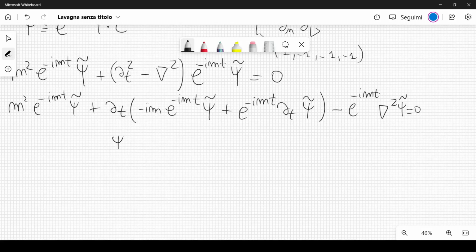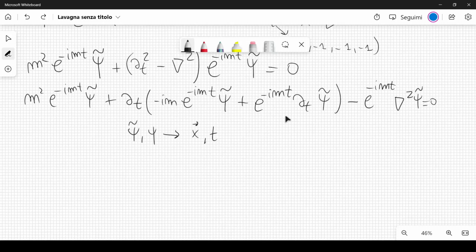Now, of course, psi tilde and psi are both functions of x and t, right? But e to the minus imt is a function of time only. So this Laplacian operator is going to act on psi tilde, whereas dt is going to act on both of them. So the derivative with respect to time of that expression is a little bit more complicated. And now I can calculate this time derivative.